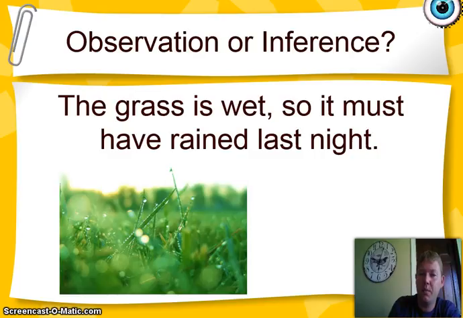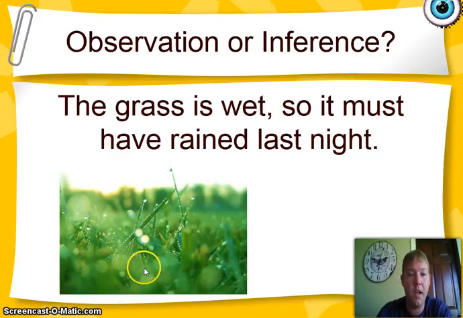So is this an observation or an inference? The grass is wet, so it must have rained last night. What do you think? Well, if you just said inference, you're right, because I'm trying to explain why the grass is wet. The grass is wet because it must have rained last night. If I had just said the grass is wet, then that would have been an observation. All right, so I think you've got the idea of the difference between an observation and an inference now.